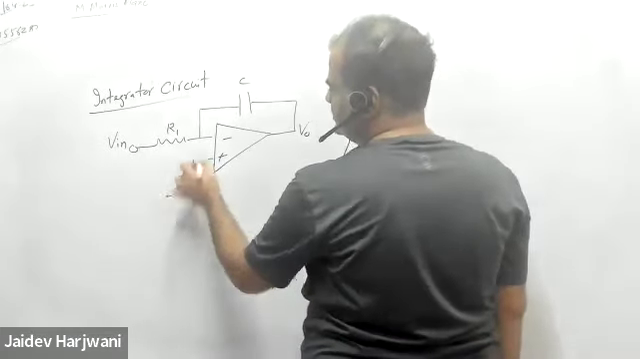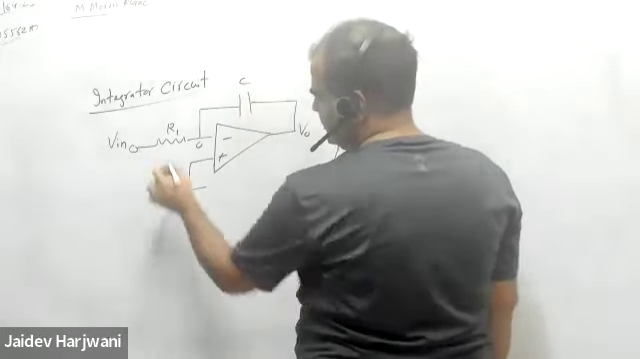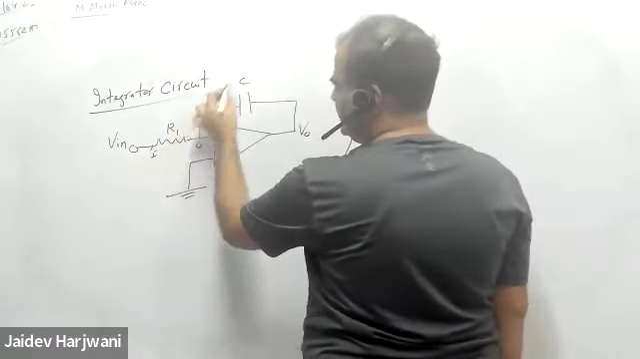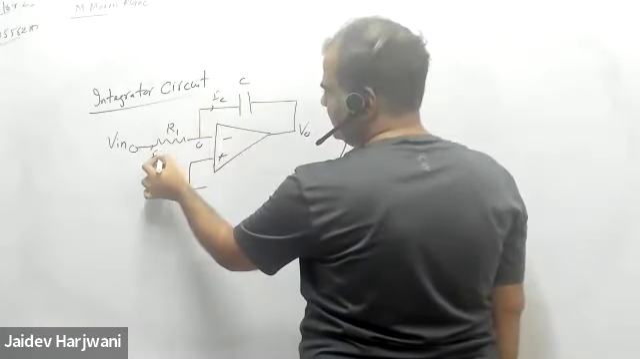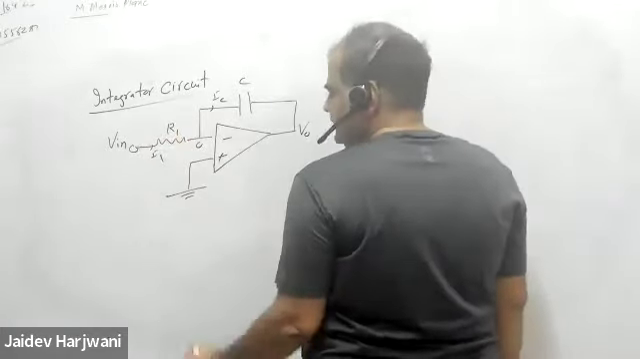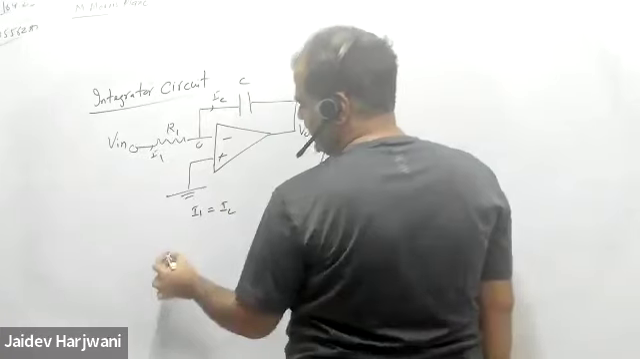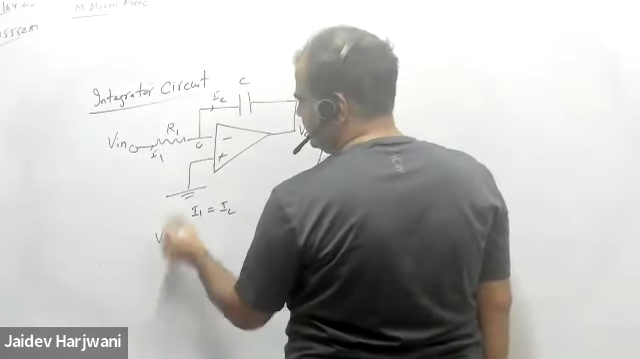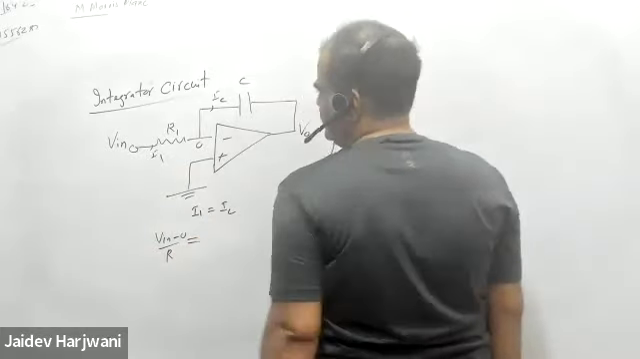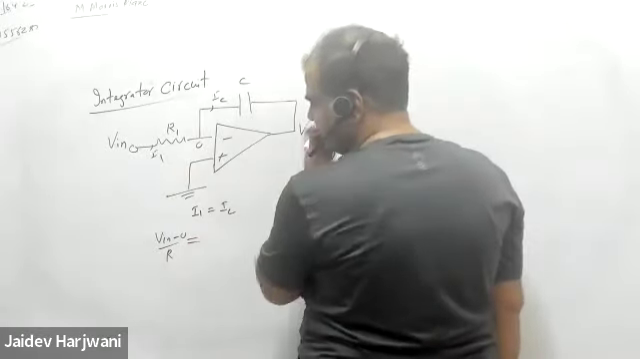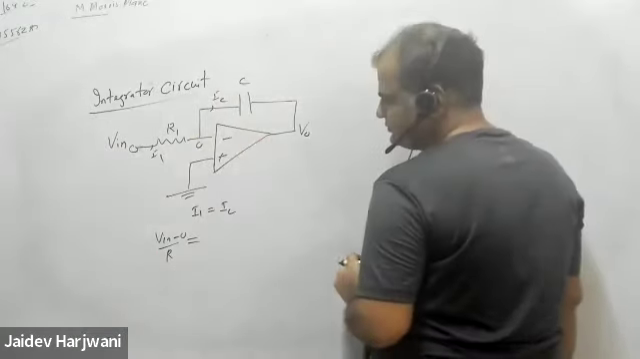Say this is ground, so this is 0. This is V naught. Now say current is going here. Assume IC. This is your I1 say. So I1 is equal to IC. Again, I1 is your V input minus 0 upon R. And IC will be what? Tell me. Now the voltage is here 0 minus V.